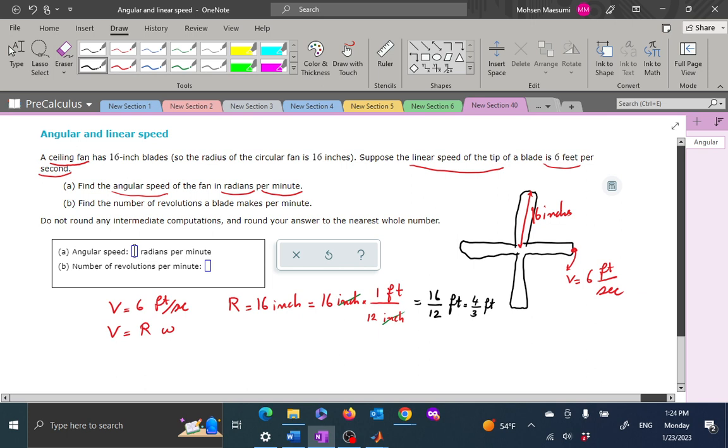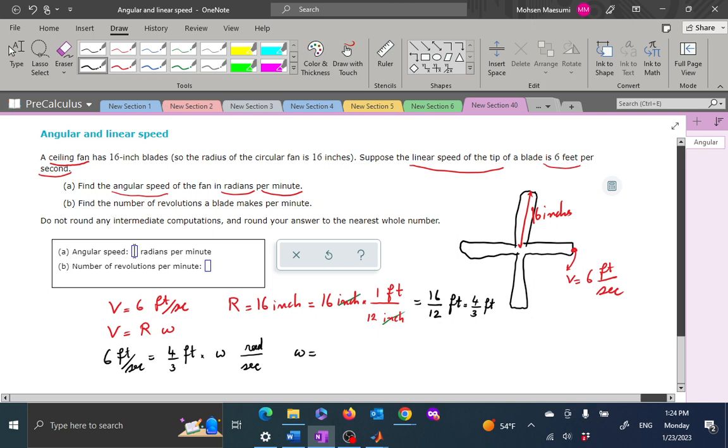So now I write this is 6 feet per second. R is 4/3 of a foot times omega. Omega, what would be the unit of omega? The time unit would be borrowed from your velocity. So the time unit here is going to be per second, and it's going to be always radians per second. So what is omega going to turn out to be?